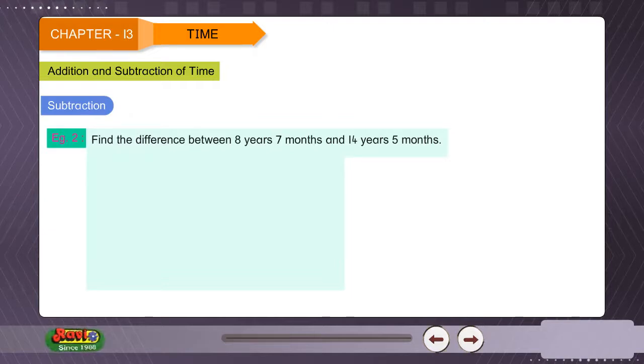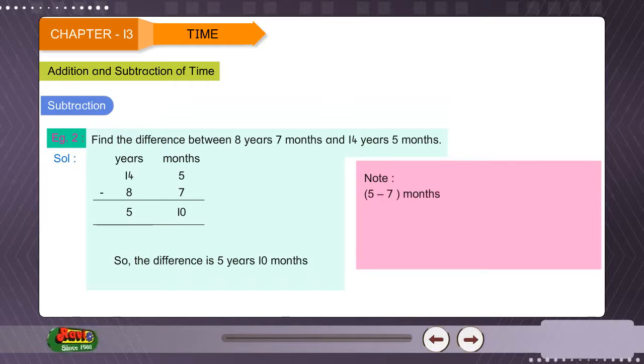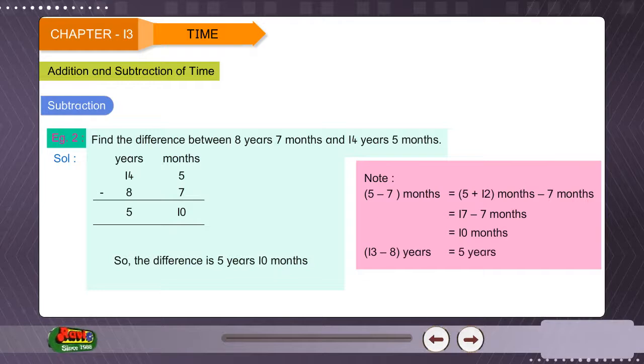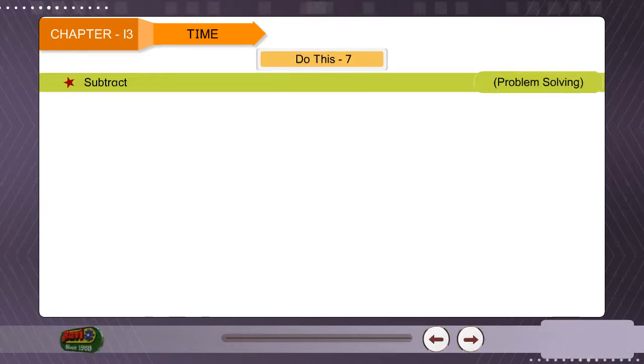Example 2. Find the difference between 8 years, 7 months and 14 years, 5 months. Solution. Years, months. 14 years, 5 months minus 8 years, 7 months is equal to 5 years, 10 months. So, the difference is 5 years, 10 months. Note, 5 minus 7 months is equal to 5 plus 12 months minus 7 months, is equal to 17 minus 7 months is equal to 10 months. 13 minus 8 years is equal to 5 years. Do this. 7. Subtract. Problem solving.